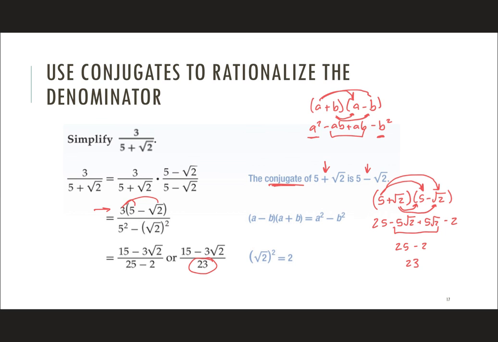Now, if you have a binomial times a binomial, you're going to FOIL, just like we did in the denominator. But in this case, we have a monomial times a binomial. So when we distribute our 3, we end up getting 15 minus 3 root 2. And since we can't combine our numerator any further than that, here's our final answer.